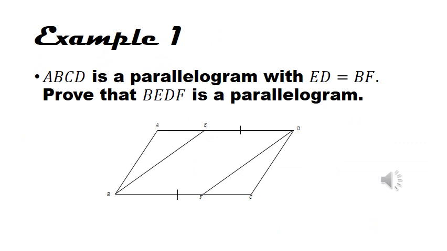We're now going to do an example together. So if you have a look at the diagram, it says that ABCD is a parallelogram. They tell you that ED is equal to BF, and they have asked us to prove that BEDF is a parallelogram. So I'm going to switch over and I'm going to do this with you as an example.